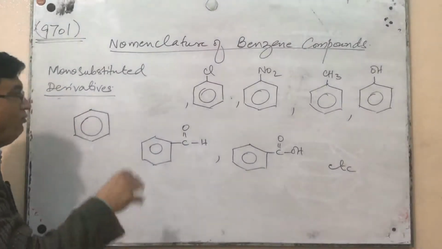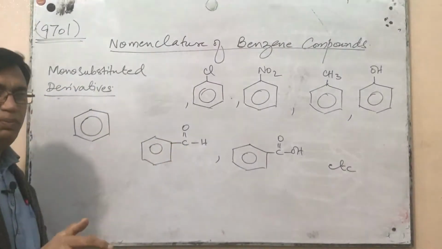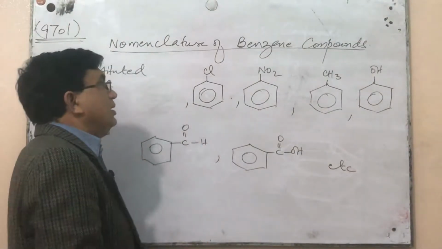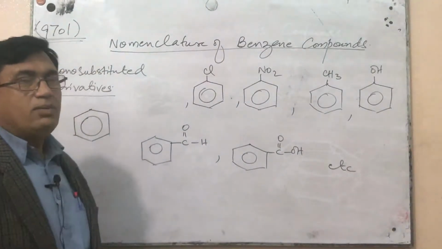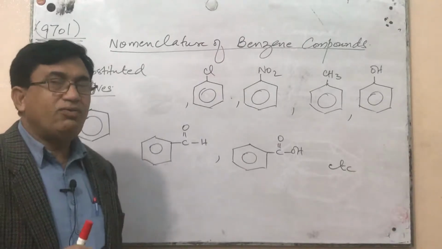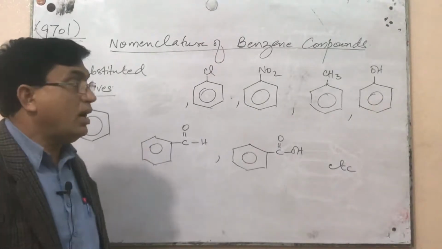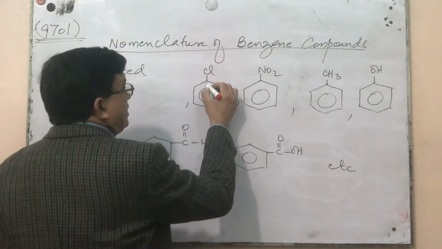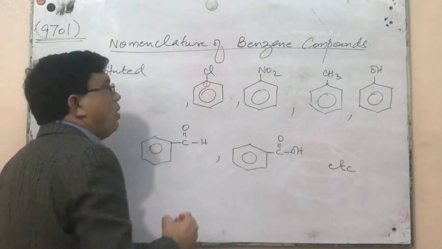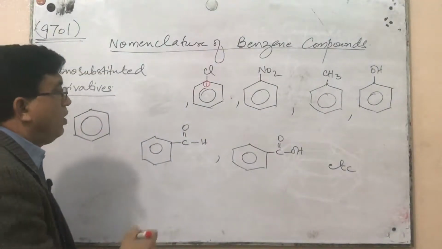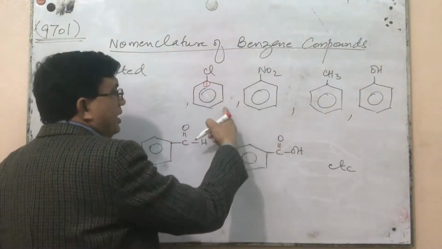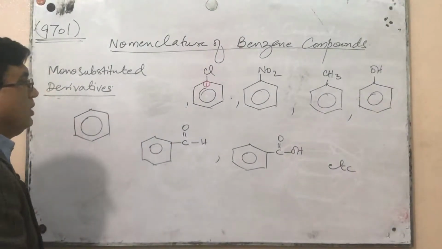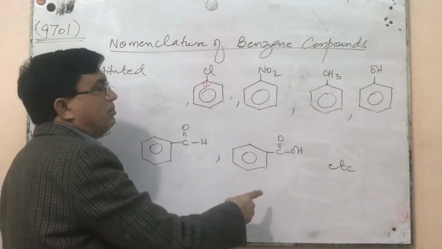Now, whenever one group is attached to the benzene ring, the carbon atom to which this group is attached will be termed as number one carbon. If we start numbering, for example, this carbon will be termed as number one. Now, from any side we can give numbering.